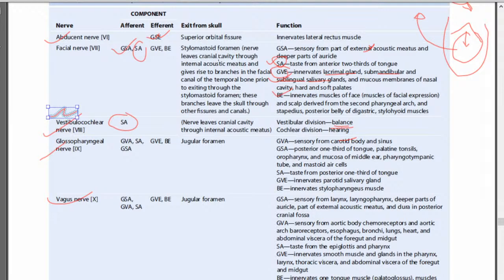The facial nerve exits the cranial cavity through the internal acoustic meatus and gives rise to branches in the temporal bone prior to exiting through the stylomastoid foramen. There's something called the stylomastoid foramen. Then there is the jugular foramen, the glossopharyngeal nerve. GVA, jugular foramen.